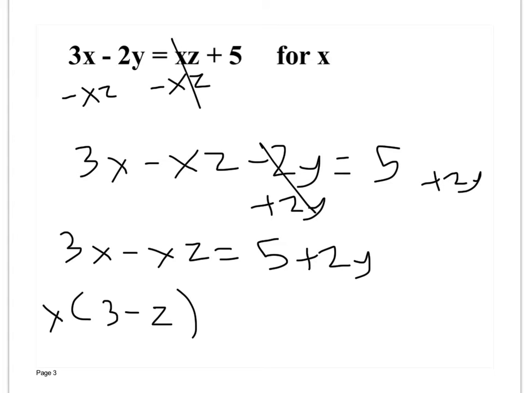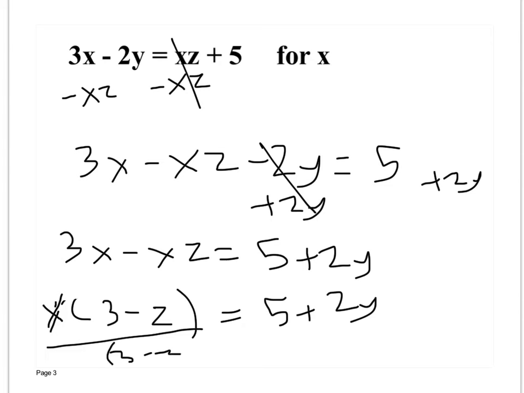The reason I said undistribute is because doesn't this look like a distribution problem? Okay, I distribute, we get 3x minus xz. So we just did it backwards. Alright? So over here we have 5 plus 2y. So we have x times this. So what we do is we divide by 3 minus z. And there's my answer: 5 plus 2y divided by 3 minus z. That's what x equals. Alright? Any questions?